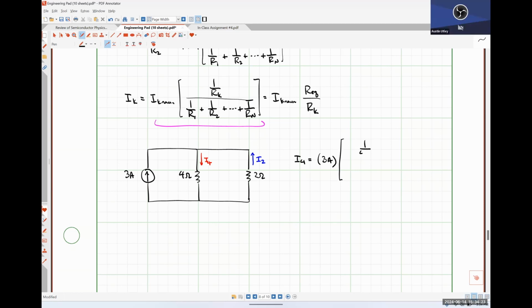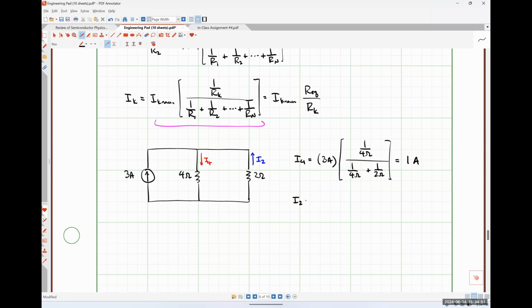So we're going to do 1 over 4 ohms in the numerator. And then in the denominator, we're going to have 1 over 4 ohms plus 1 over 2 ohms. So I have 1/4 over 1/4 plus a half. So that looks like 1/4 over 3/4, or 1/3 times 3 amps is equal to 1 amp.